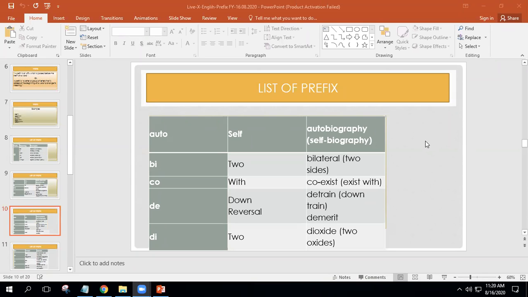Next, di. Di also means two, same as bi. Here, dioxide means two oxides. For example, when you say carbon dioxide, that means one carbon and two oxygens, that is dioxide.